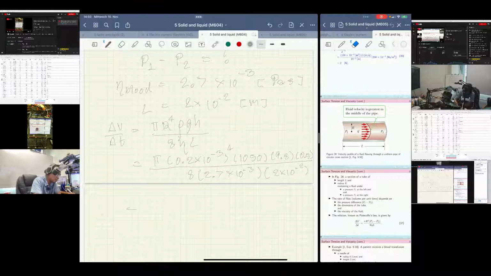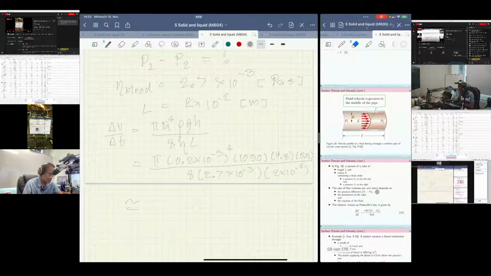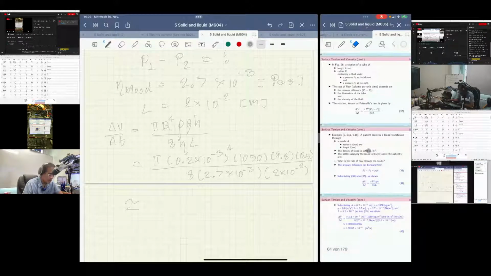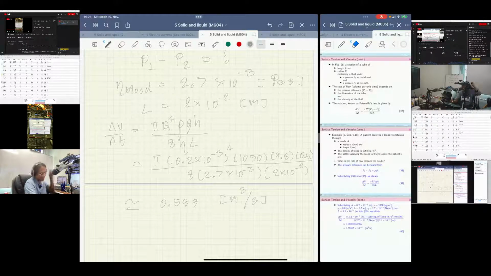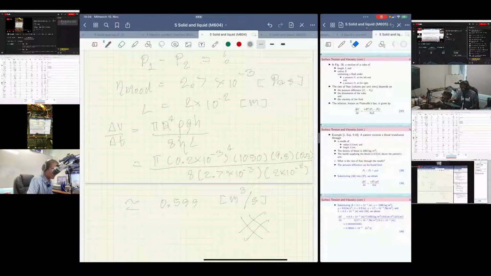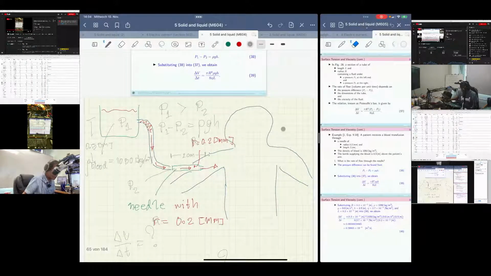All right. When you put it into the calculator, you're gonna have the result, and it's equal to 0.599. Okay, almost 0.6, and it's cubic meter per second. All right, and that's the flow rate of the blood, the rate of flow of the blood through the needle here. Okay, through the needle.